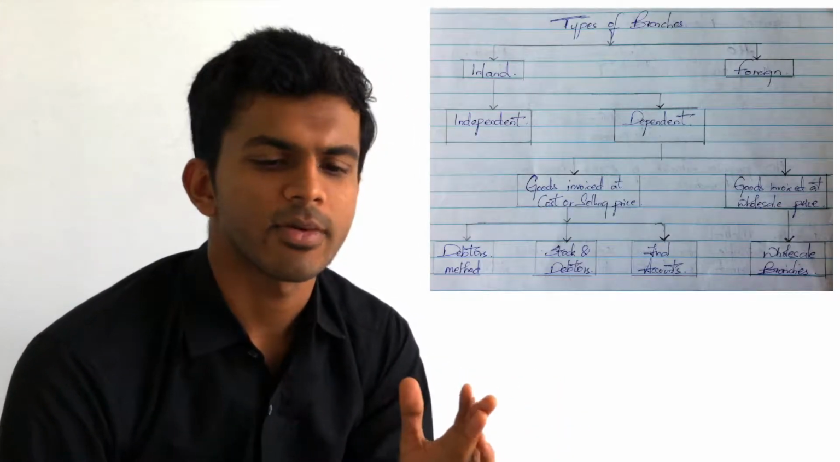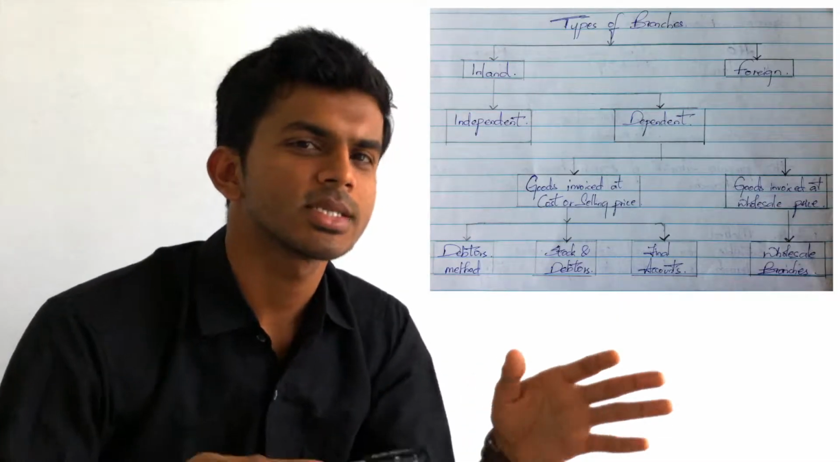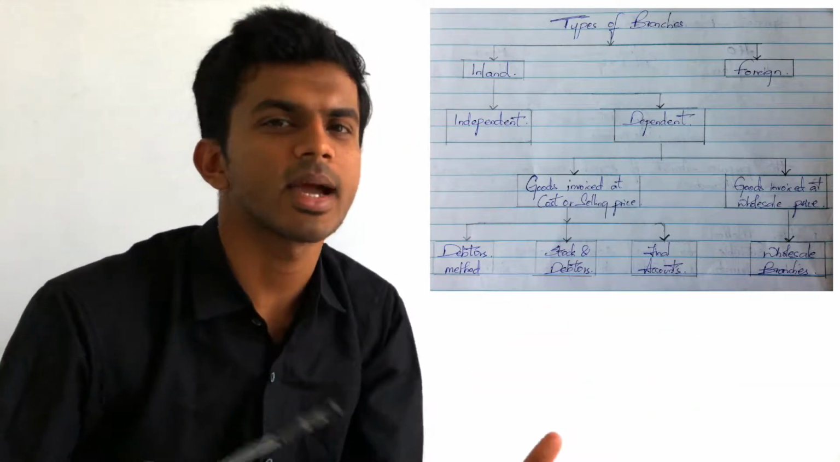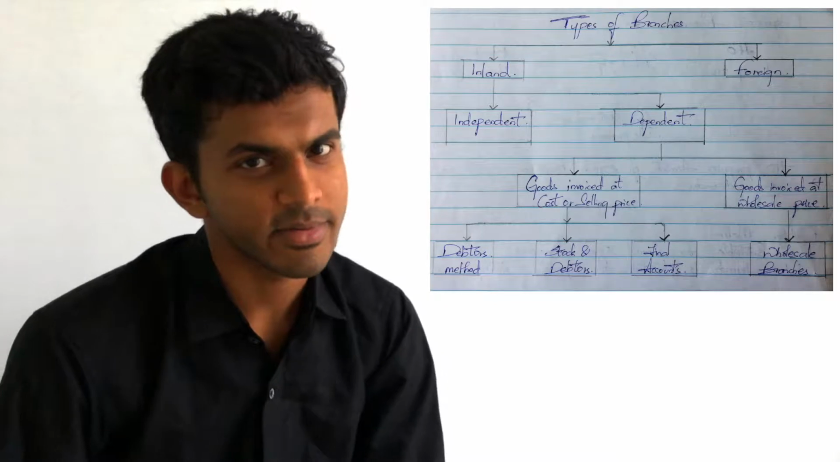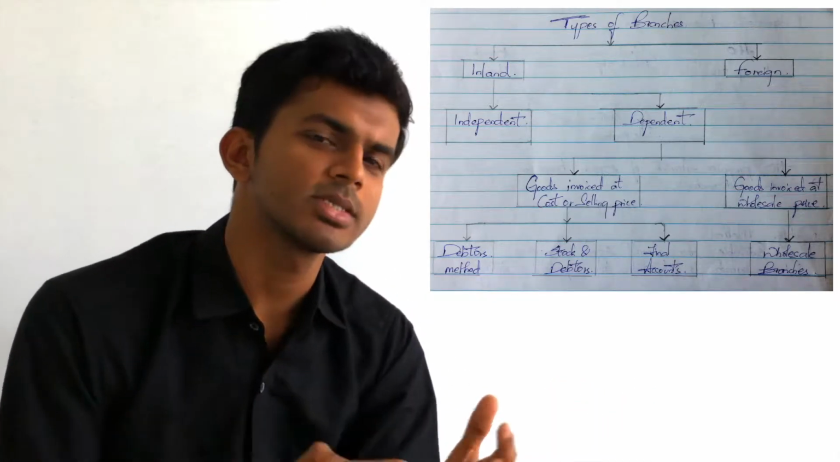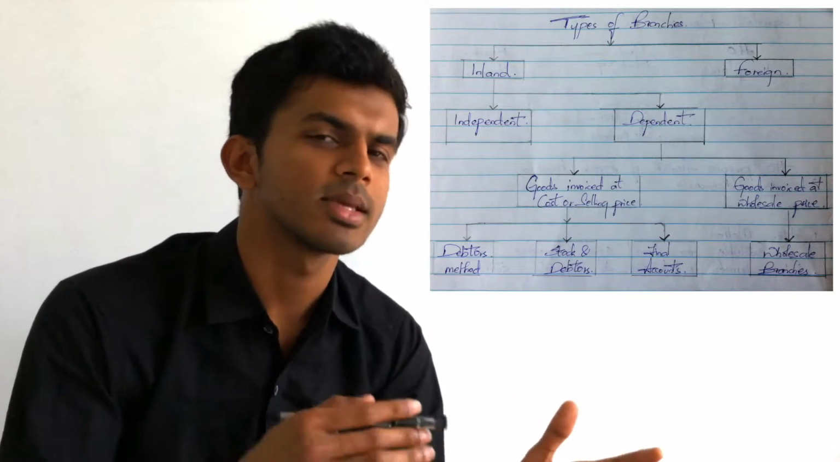So coming to the types of branches. Branches can be divided into inland and foreign branches, okay? Inland branches are located in the same country as the head office, and foreign branches are located in a country other than the country of the head office. Now, when it comes to inland branches, there will again be 2 types of branches. One will be dependent and the other will be independent.